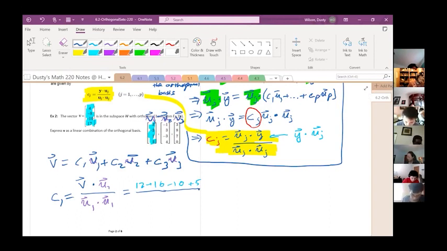And then to find the denominator, I'm just going to take that U1 vector and dot it with itself. And I'll get 9 plus 4 plus 1 plus 9. So I think I've got 69 over 23, which is a funny way of writing 3. Yeah, thank you, Gerline.